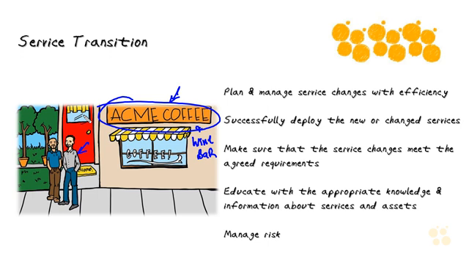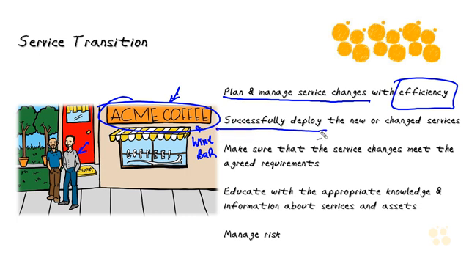So some of the things that we need to do, our primary objectives, is we want to plan and manage our service changes with efficiency. We want to successfully deploy, and remember, it's not only new services, maybe it's updated applications or services. Make sure that the service changes meet the agreed requirements. Remember, part of getting to our value is warranty and utility, right? So we need to be able to make sure that we're setting all that.